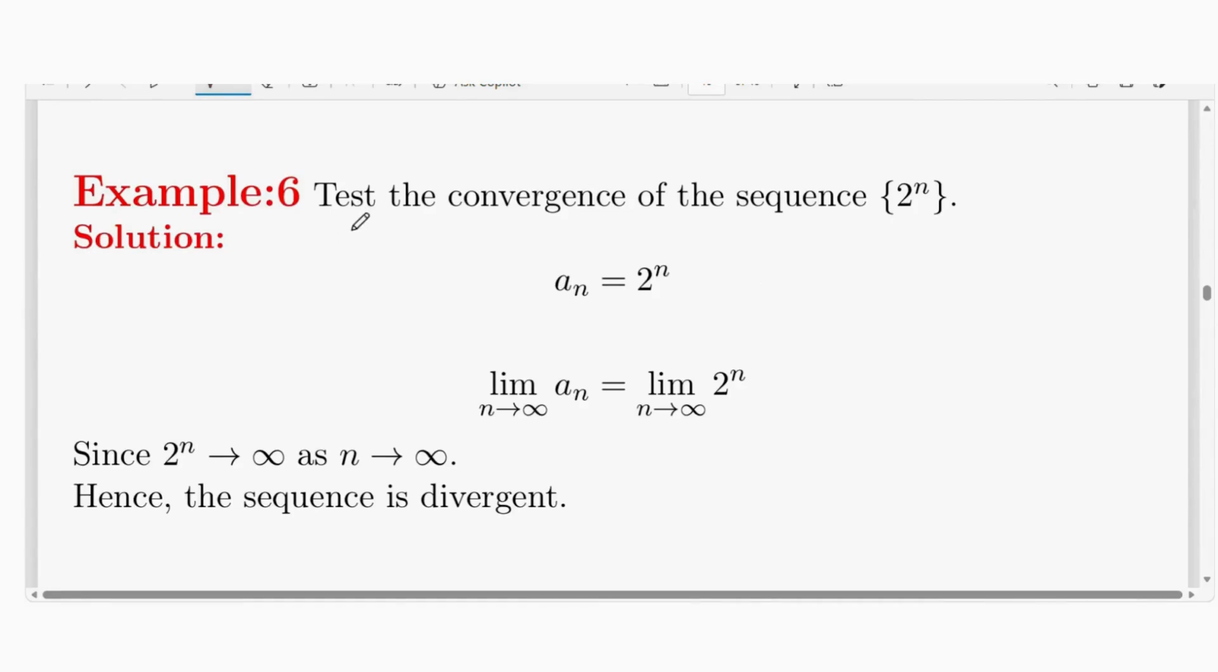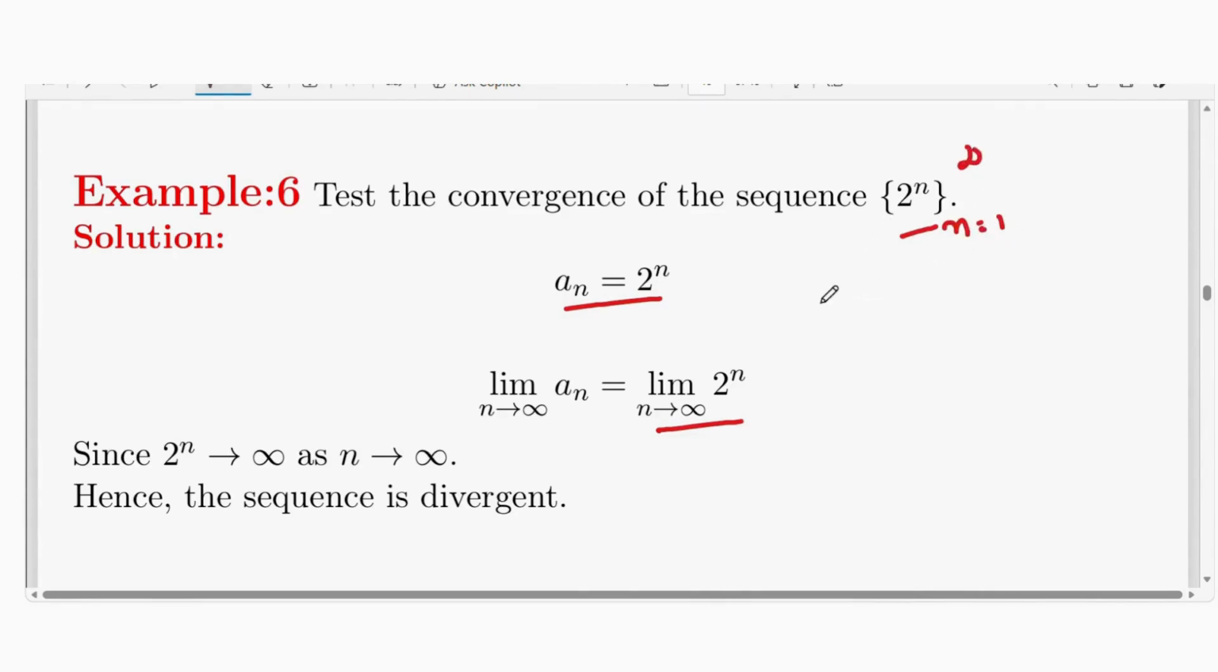Example 6. Test the convergence of the sequence 2 raised to n. Okay. Now as per the definition, first, what is the nth term of the sequence? a_n is equal to 2 raised to n. Okay. Now apply the limit n tends to infinity. So limit n tends to infinity of a_n is equal to limit n tends to infinity of 2 raised to n. Now let's check, as n tends to infinity, what is the value of 2 raised to n. Okay. Here what is n? n varies from 1 to infinity.